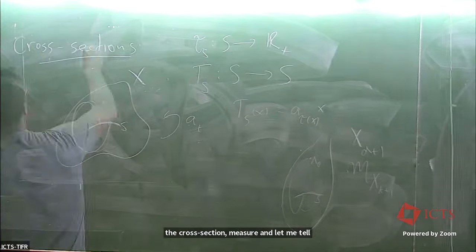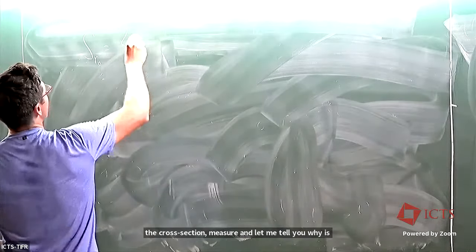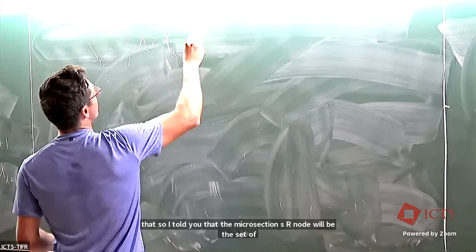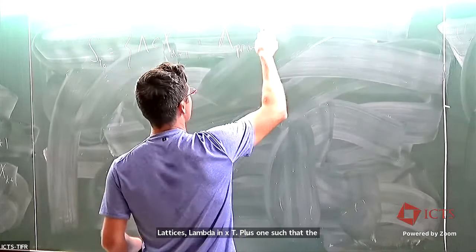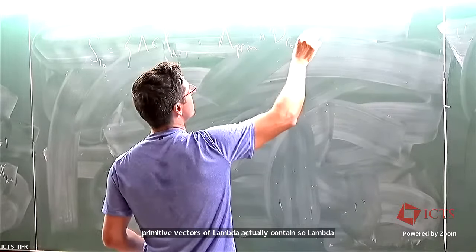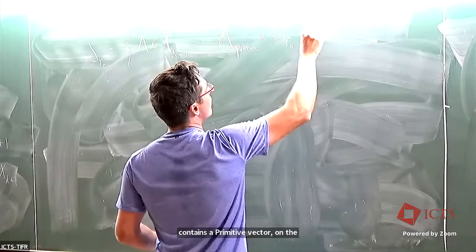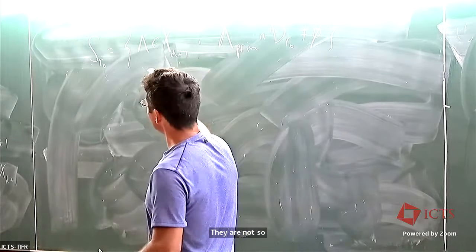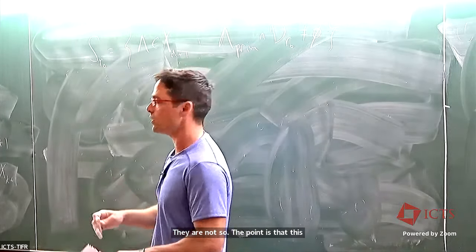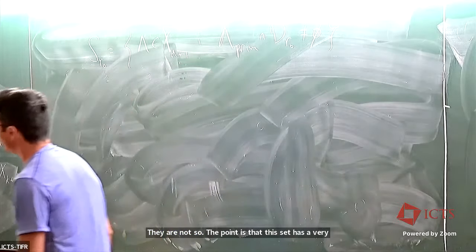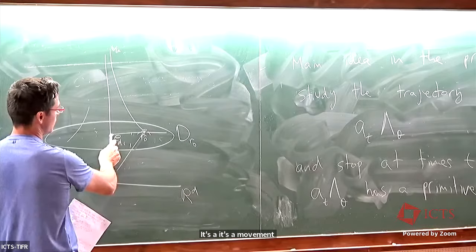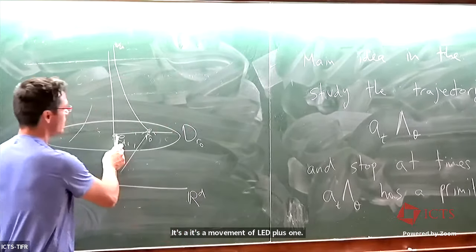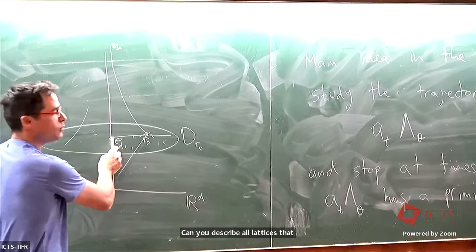So I told you that my cross-section S_R0 would be the set of lattices lambda in X_{d+1} such that lambda contains a primitive vector on the disk D_R0. Okay. So the point is that this set has a very nice product structure. So how do I get a primitive vector on this disk? It's a movement of e_{d+1}. Can you describe all lattices that contain e_{d+1} as a primitive vector?